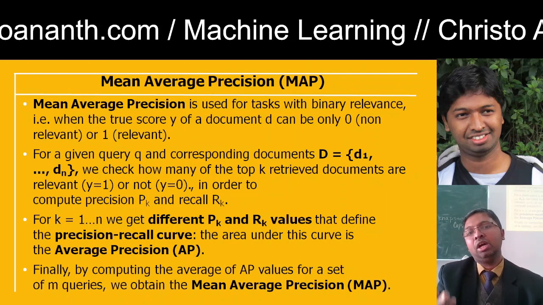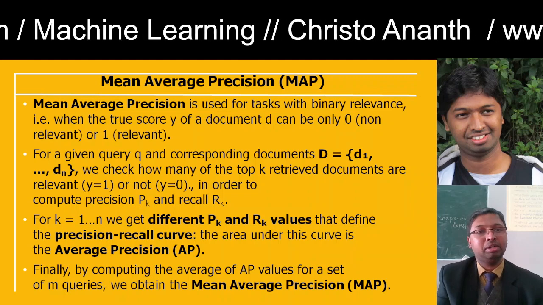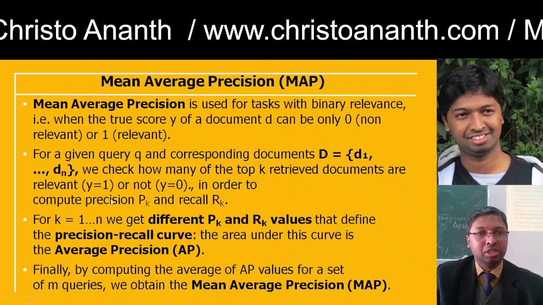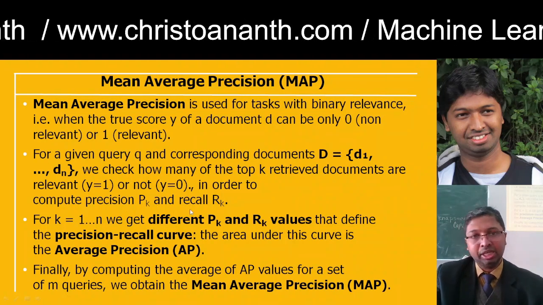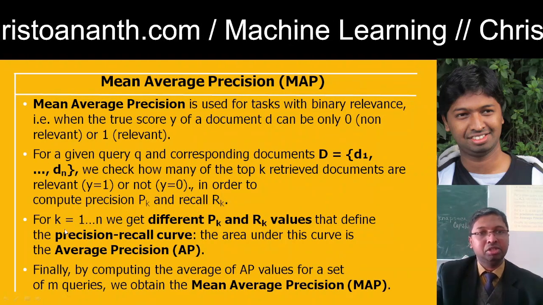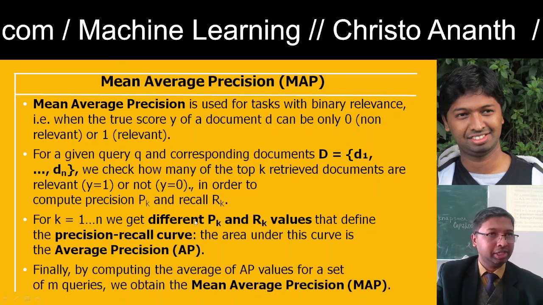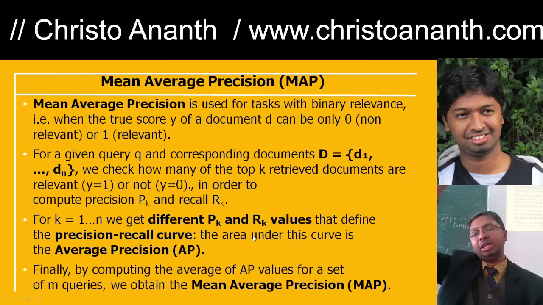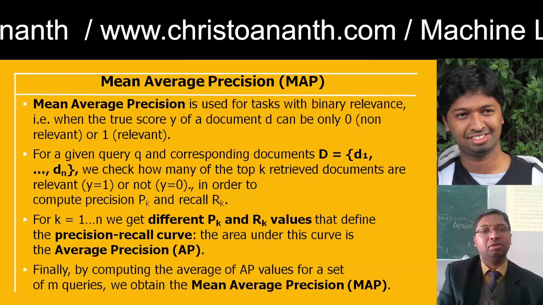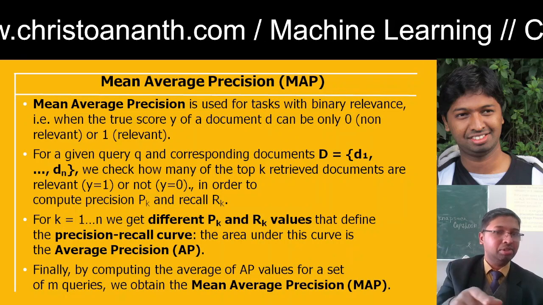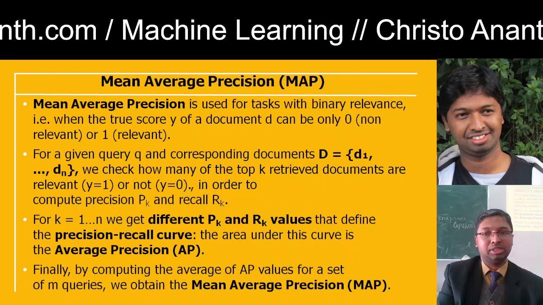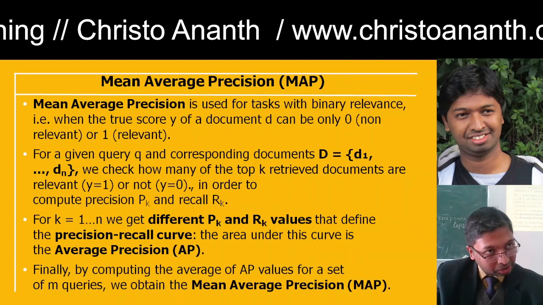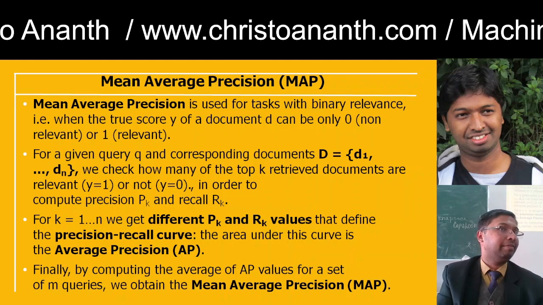We can check how many of the top k retrieved documents are actually relevant. Relevant means 1, non-relevant means 0, in order to compute the precision pk and recall rk. For k equal to 1 to n, we get different values of pk and rk, and then you will have the precision-recall curve. This area under the curve you can call the average precision. If you compute the mean of the average precision values, you will get the mean average precision.